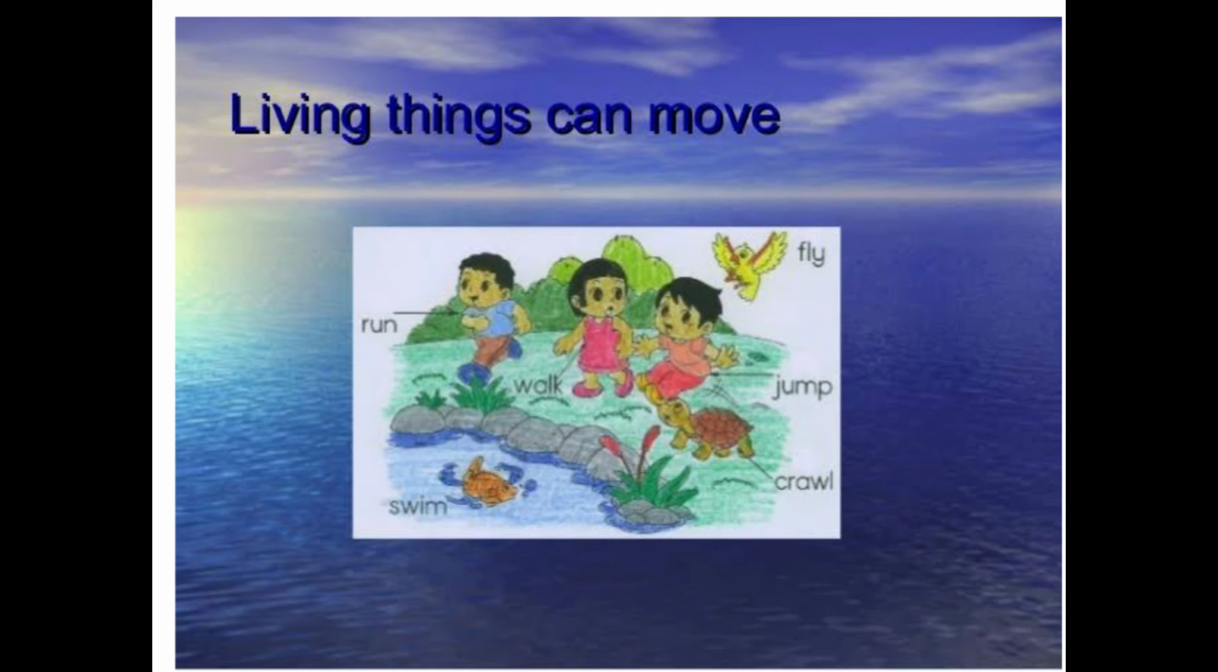Living things can move. We have studied earlier also that birds fly, humans walk, and they can jump, they can walk, they can run. Some animals, they can swim, some animals crawl, some animals walk, some animals run. So living things can move. But talking about plants, they cannot change their position or location.